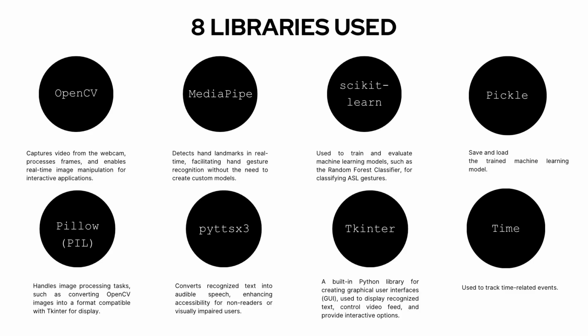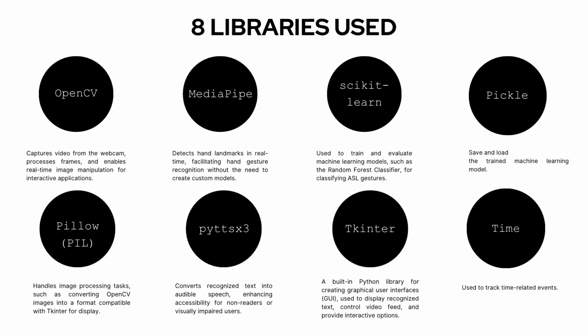Now let's talk about the key libraries and tools we used in this project. First, we used the OpenCV library to access the webcam, capture video frames, and process images. OpenCV allows real-time image manipulation, which is crucial for interactive application like ours. Next, we used MediaPipe, a powerful library for hand tracking, which allows us to detect and process 21 hand landmarks in real time. This helps us capture the essential features of each ASL gesture.